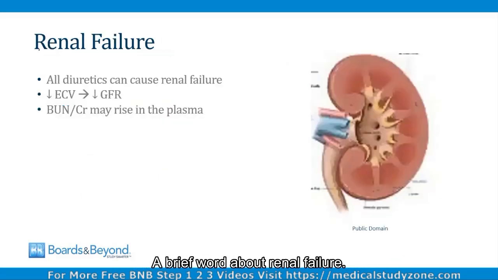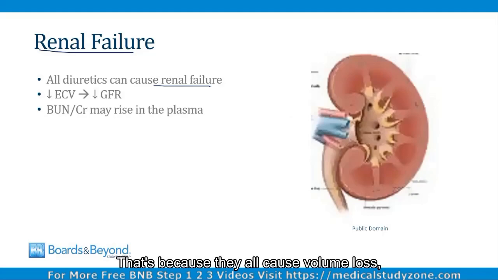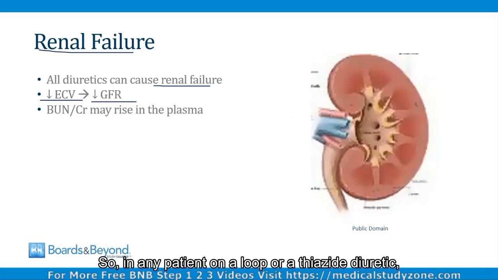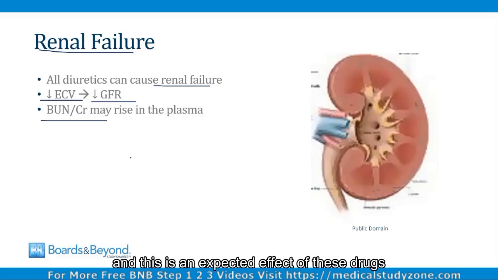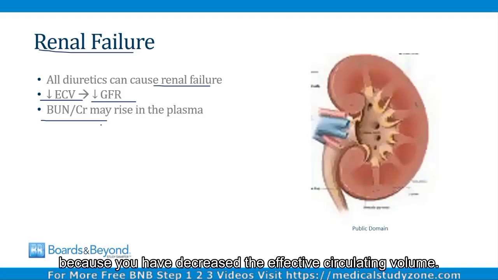A brief word about renal failure. All diuretics can cause renal failure. That's because they all cause volume loss, and therefore they decrease the effective circulating volume, and that lowers the GFR. So in any patient on a loop or a thiazide diuretic, you can see a rise in the BUN and the creatinine, and this is an expected effect of these drugs because you have decreased the effective circulating volume.